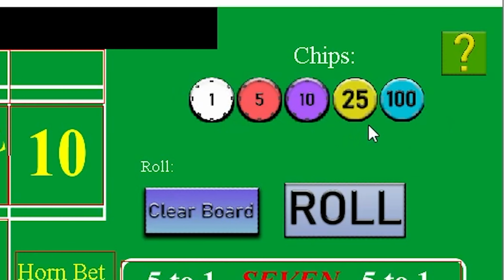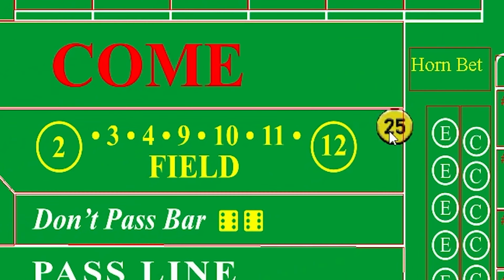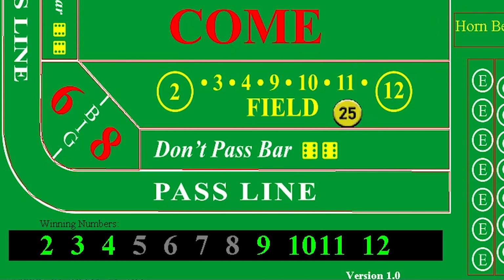We can select the chips and it will follow our mouse. Then we will select where we want to place the chips. Let's place it on the fields section. After we place the chips, we can see the winning numbers at the bottom of the screen have lit up to our lucky numbers we need to win. This helps us know that we will win money off of 2, 3, 4, 9, 10, 11, or 12.